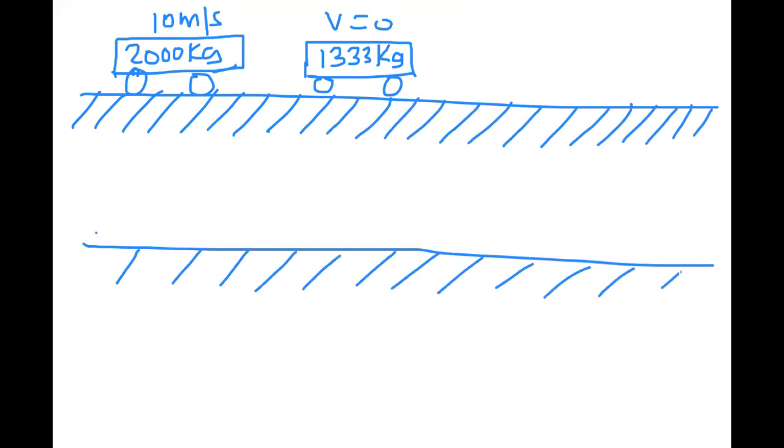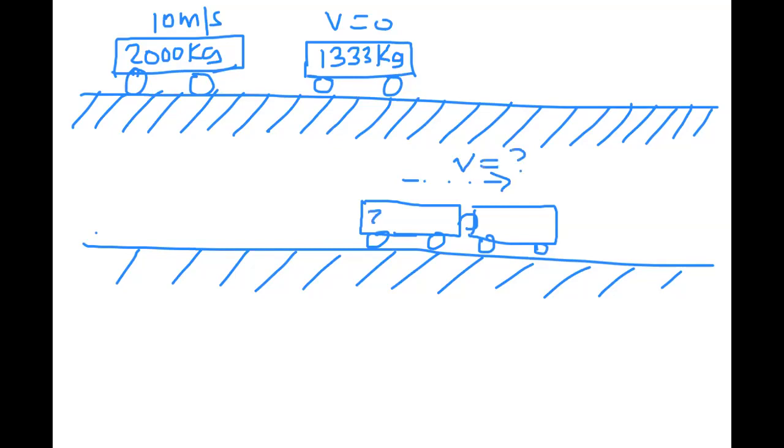Now, upon collision, I'm going to redraw my surface here. Upon collision, these two cars actually couple. Somehow after collision, they do couple. They become like one, and they move at the same velocity V, we don't know how much that is. So it's still 2,000 kilograms, and this is 1,333 kilograms. Okay, so the question is, what will be the velocity of the coupled cars upon collision?